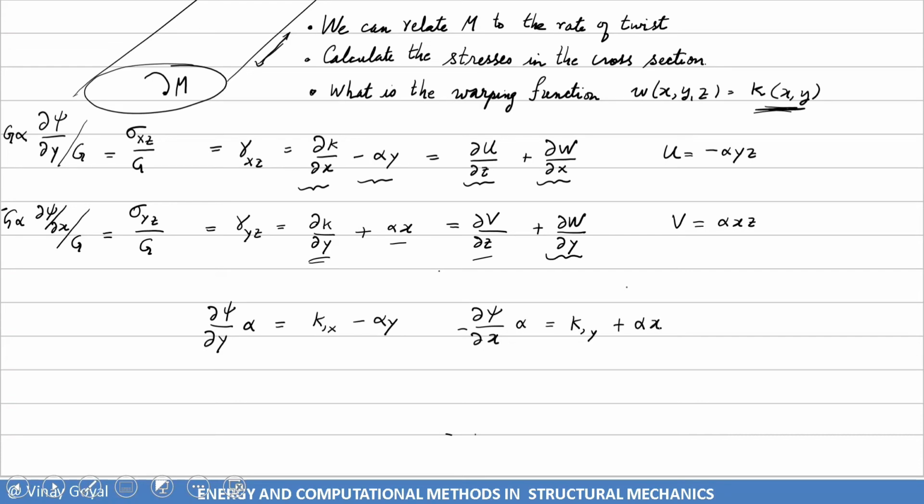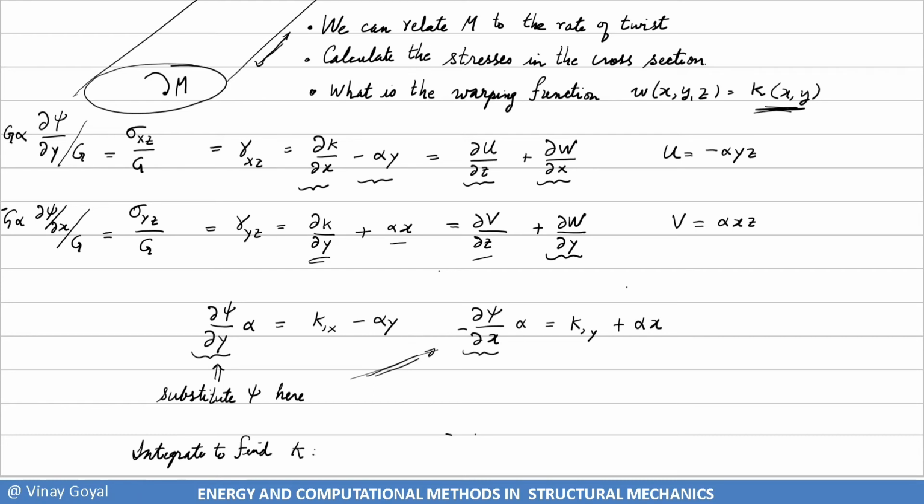Very nice. And I know what the torsion function was because I found this torsion function, psi. So I can calculate what psi comma y is, and I can calculate what psi comma x is. And all I have to do now is integrate for kappa. Just integrate. So substitute psi here and here, and integrate to find kappa.